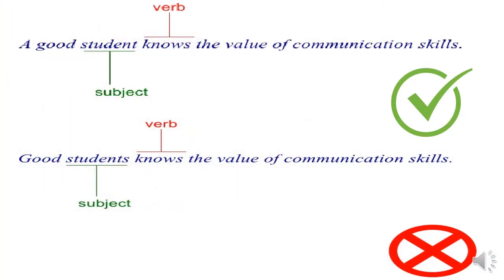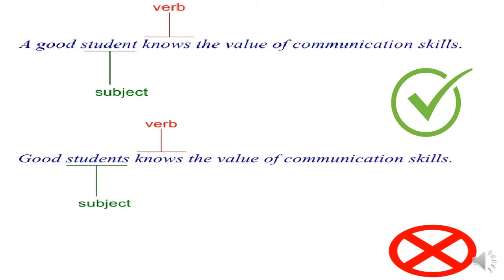Well, this slide shows you an example of the correct form and the incorrect form. You can see a good student knows the value of communication skills. So when it is a singular subject, we have the singular verb, whereas here good students knows the value of communication skills. That is incorrect because the verb that should follow a plural subject should be a plural verb. So it should have been good students know the value of communication skills.